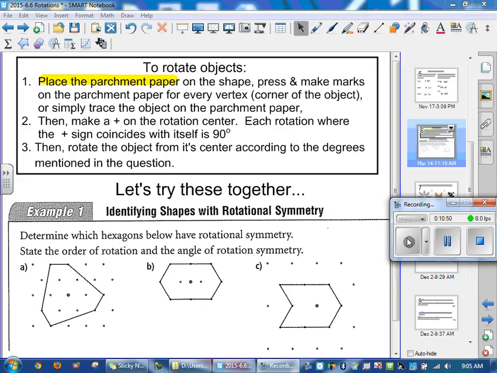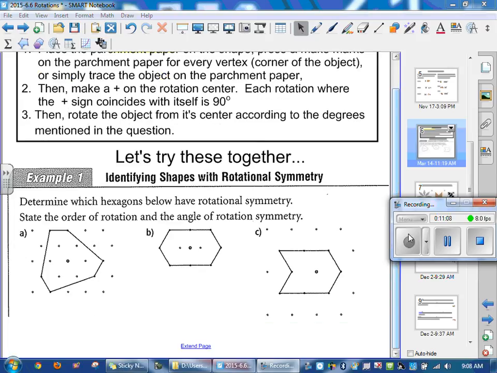It says press and make the marks on the parchment paper for every vertex, which is every corner of the object. Then trace the object on the parchment paper. I'll give you a moment to do that. So you've got your object, and you're going to rotate it until it covers itself. Covering itself like that means exactly coinciding with itself. Rotating it, it's coinciding with itself again, and again, coinciding. Coinciding, what does it mean? It's covering it completely.